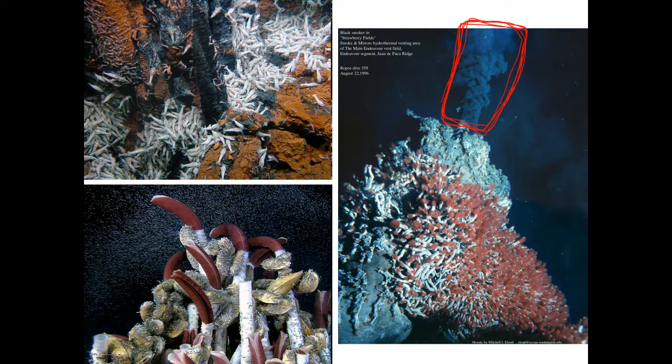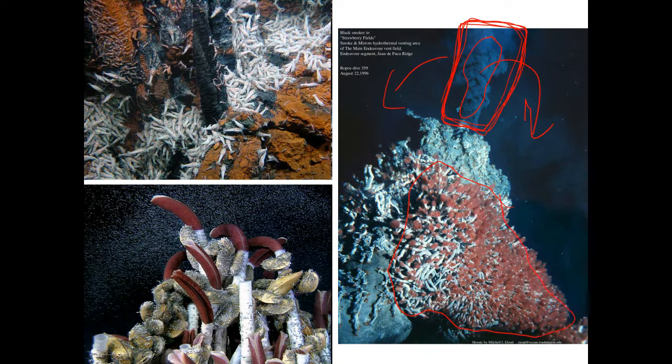It's so cold here, but the material that's coming out of the vent is so hot that it precipitates into what looks like this black cloud. But this black cloud can actually rain down chemicals, which serve as food for all of these marine organisms.